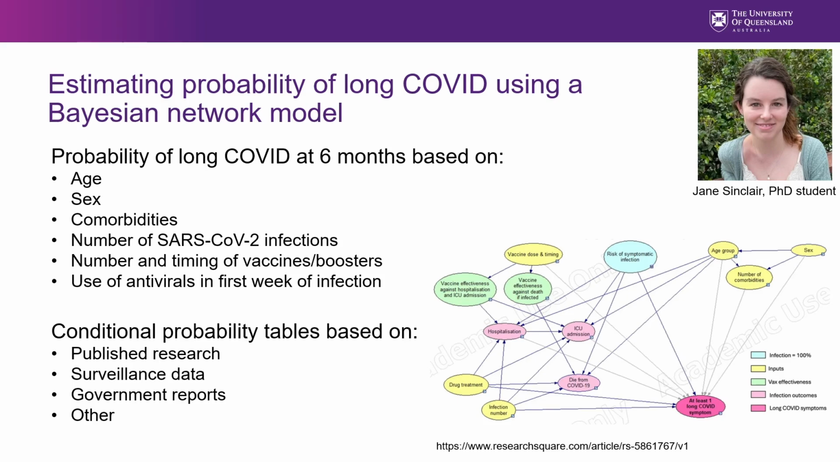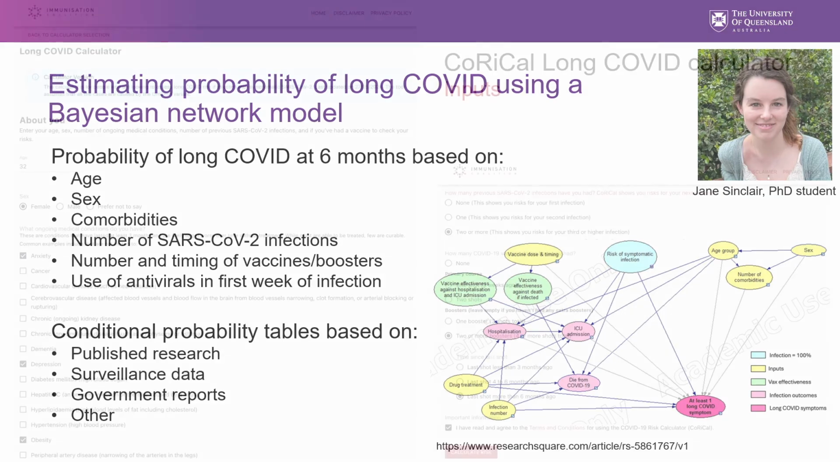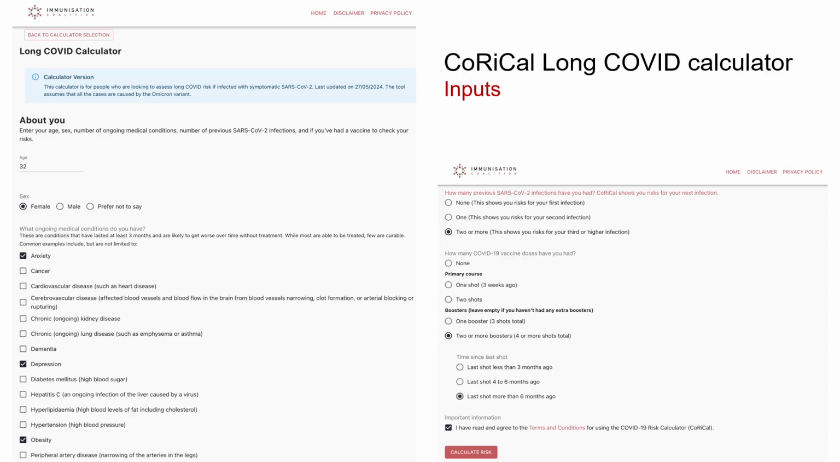So essentially, the model is built to estimate the probability of long COVID at 6 months post-infection using this Bayesian network approach. So these probabilities are based on age, sex, comorbidities, number of infections, the number and timing of vaccines and boosters, and also the use of antivirals in the first week of illness. Now, we chose these as the inputs because these are the things that we know will influence your probability of getting long COVID, and also that we have some data on them from various sources. Then the sources of information or data came from published literature, surveillance data, government reports, and various other places. Also expert opinion.